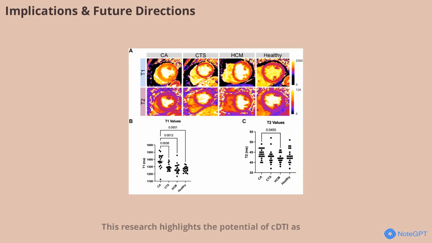This research highlights the potential of CDTI as a game-changer in the early detection of cardiac amyloidosis, especially in patients with carpal tunnel syndrome who are at increased risk. By identifying microstructural heart changes before symptoms or standard tests reveal disease, CDTI could enable clinicians to start treatment sooner, improving long-term outcomes. The study also underscores the importance of recognizing carpal tunnel syndrome as more than just a nerve issue. It can be an early warning sign of a much more serious systemic condition.